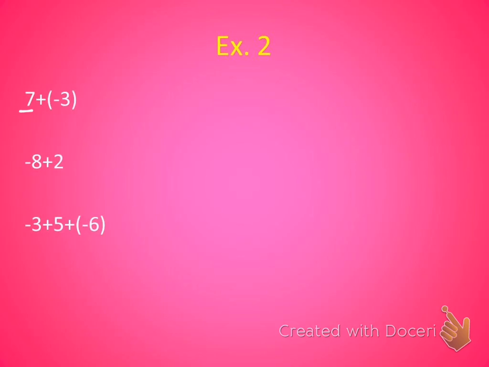Okay? So I have a +7 and a -3. So I know I have different signs. So I need to subtract the numbers. 7 minus 3 is 4. And I take the sign of the largest number. 7 is bigger than 3, and I know 7's positive. So my answer is going to be +4.